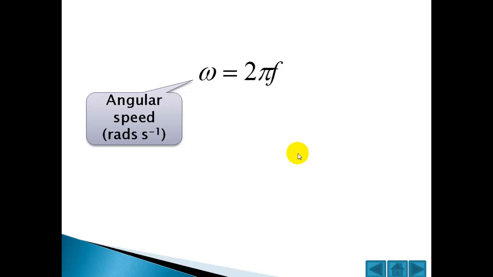Now, the omega is the angular speed, sometimes called the angular velocity. It's how much angle is swept out per second, and it's measured in radians per second. It can be degrees per second, but we use the unit radians per second. f stands for the frequency.